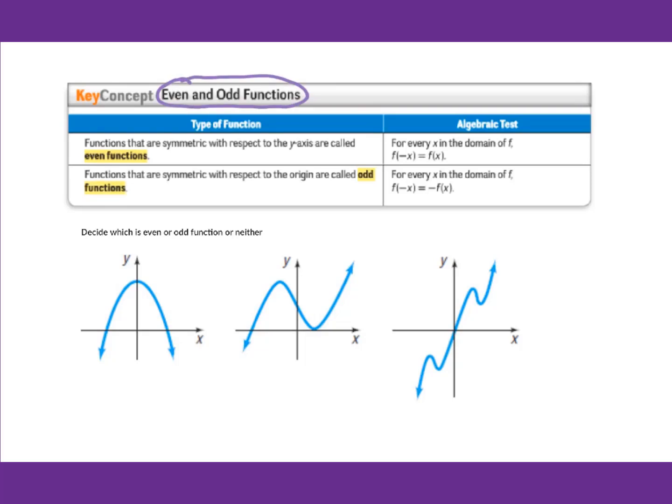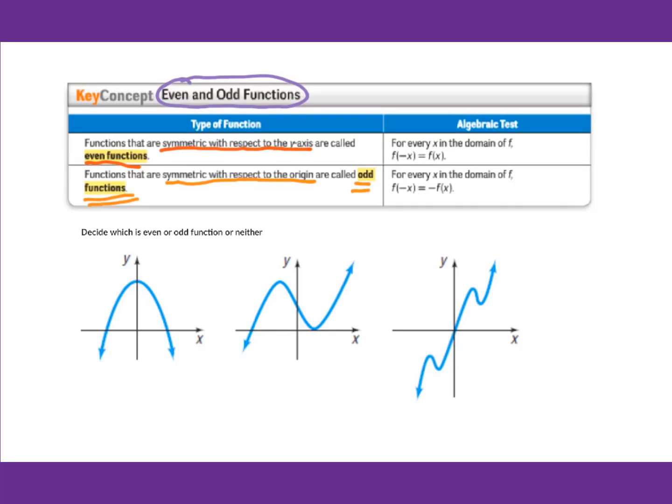For today's lesson, since we just analyze the graph of functions, you just need to know how to identify whether the graph of a function is even or odd. If a graph of a function is symmetric with respect to the y-axis, we call this function an even function. If it's symmetric with respect to the origin, we call the function an odd function.